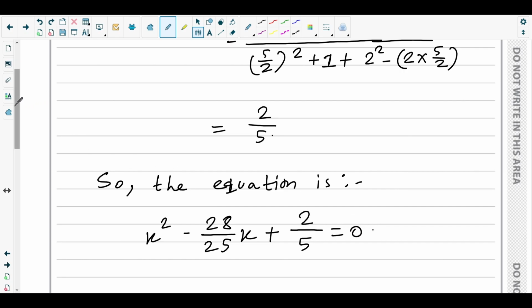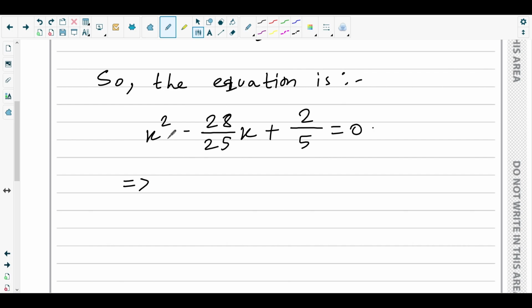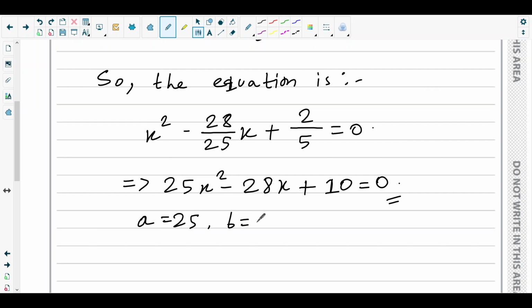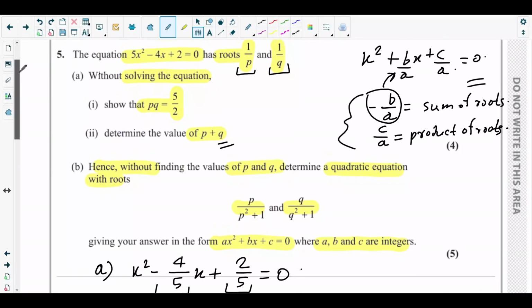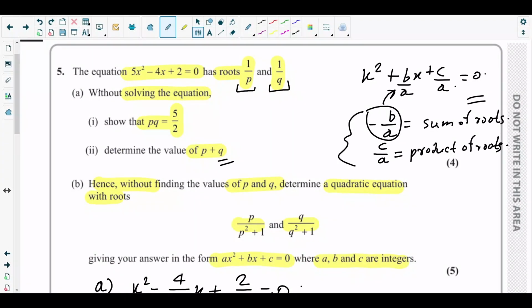Now we have to represent it in the form ax squared plus bx plus c. So multiply both sides by 25, you will get 25x squared minus 28x plus 25 over 5, which is 5, times 2, it is 10, equals 0. So a is 25, b is negative 28, and c is 10 here. So this is the equation we found that has roots p over (p squared plus 1) and q over (q squared plus 1). And that's the answer for part B.